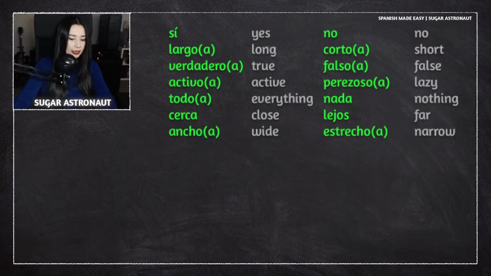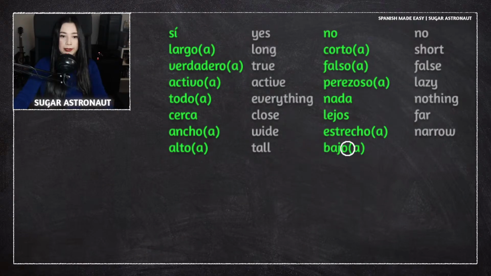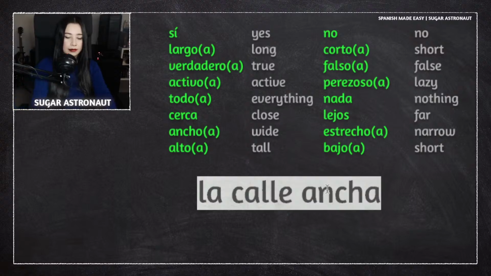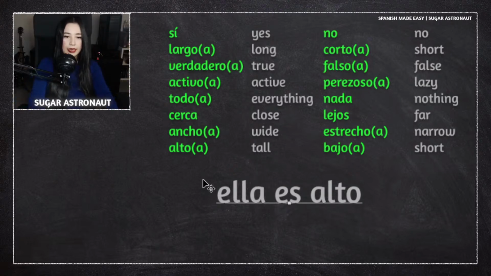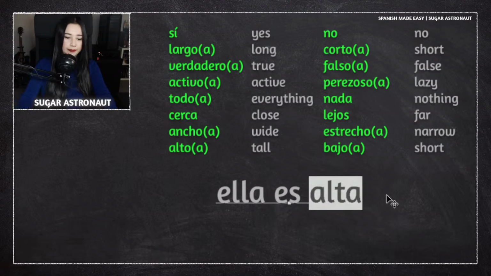Okay, the next one, guys, is alto or alta. Also can be plural. Altos, altas. That means tall. Tall or high. Okay? Tall or high. And we have the opposite, bajo, baja. Bajo, baja. That means short. Okay? Short. So if someone is tall, you can say él es alto, he's tall, or ella es alta. She's tall. And the opposite is baja. Ella es baja.